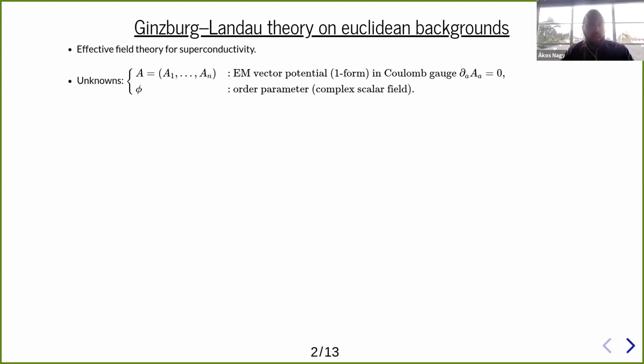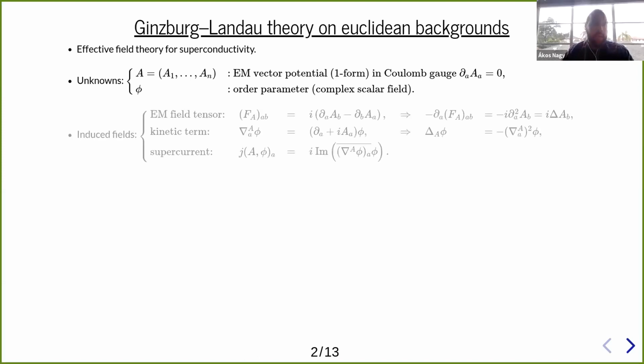There's another unknown in the problem, phi, which is an order parameter. That's the physical meaning of it. If you think about superconductivity, then the norm of phi tells you how superconductive the material at a given point is. But mathematically, it's a complex scalar field.